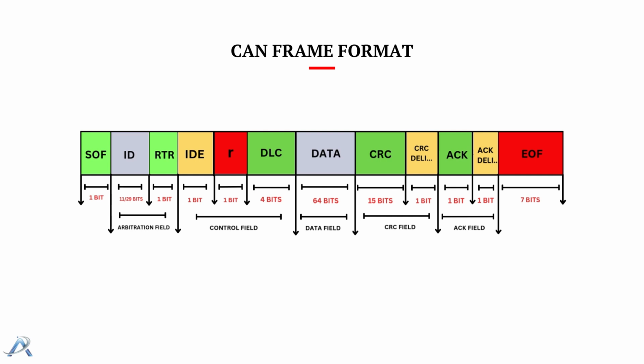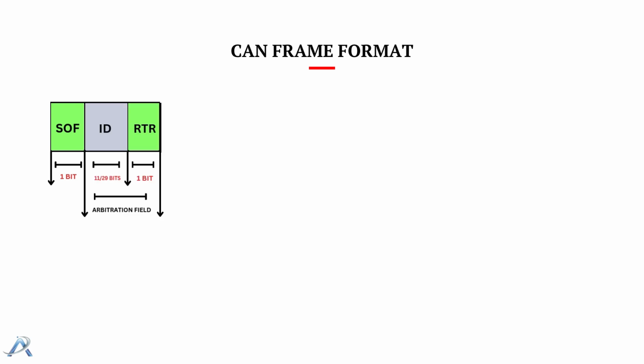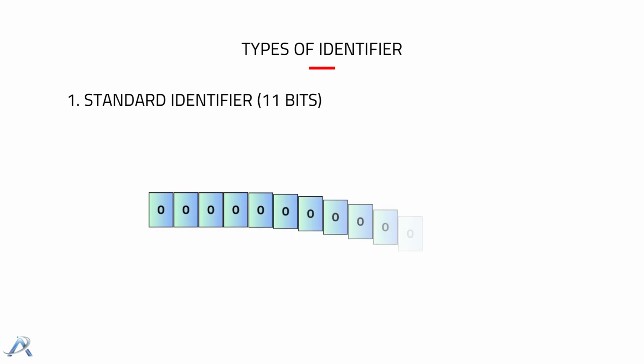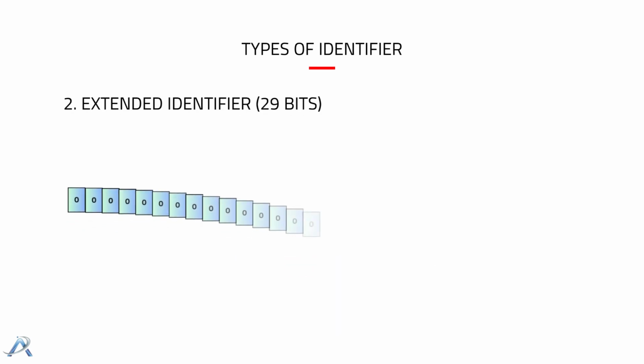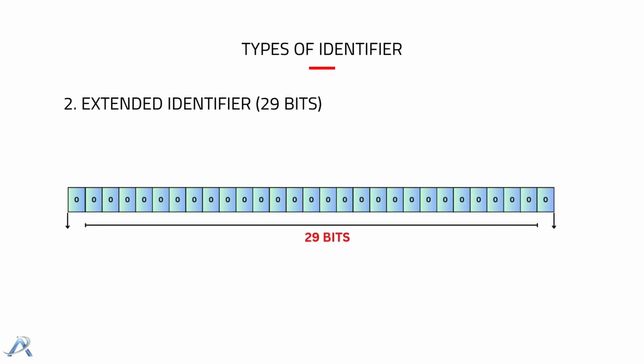Now, let's take a closer look at each of these fields. First, we have the start of frame. This is a single bit that marks the beginning of the CAN frame. Next is the identifier. This field specifies the priority of the message during arbitration. The identifier comes in two types: the standard identifier, which is 11 bits long, and the extended identifier, which is 29 bits long, offering more flexibility for unique message IDs.